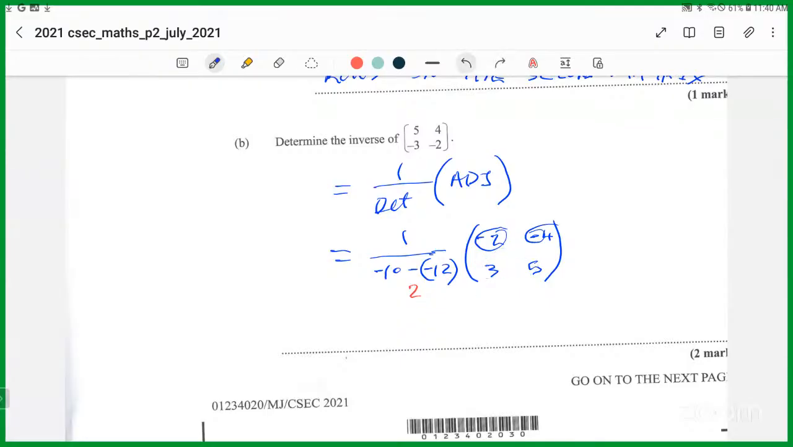So we can write the final answer right here. Negative 2 divided by 2 is negative 1. Negative 4 divided by 2 is negative 2. And then 3 divided by 2 is 1.5. And then 5 divided by 2 is 2.5.